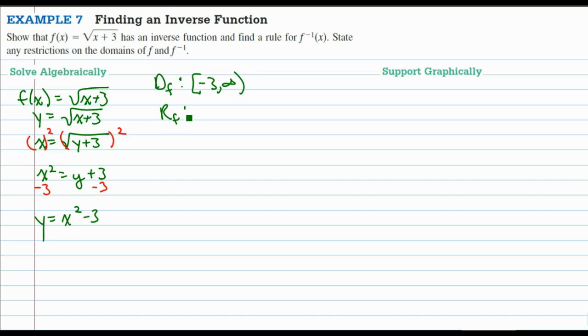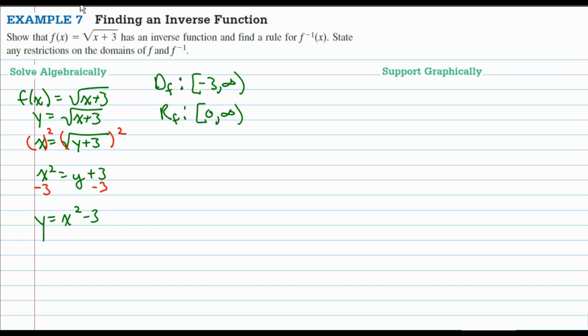Now it looks like the domain of f is negative 3 to infinity, and the range of f, well, since this is a square root function, is going to be anywhere from 0 to infinity, because if I plug in negative 3, the square root of 0 is 0, and then anything bigger I plug in than negative 3, the square root is going to increase from there. So the range is 0 to infinity. You could also graph that to make sure.